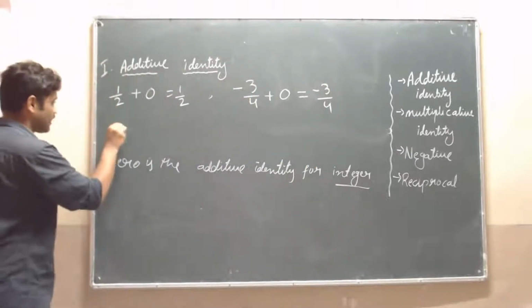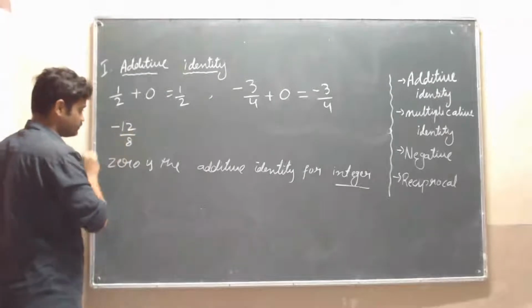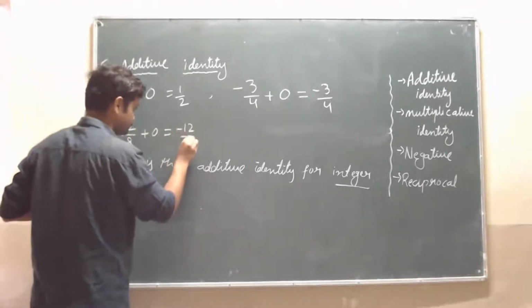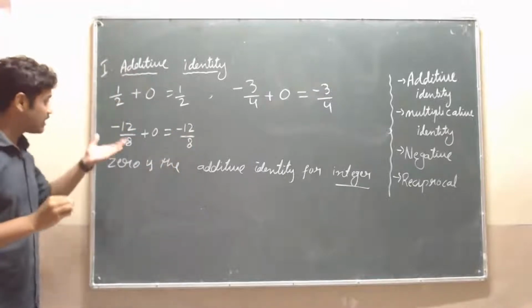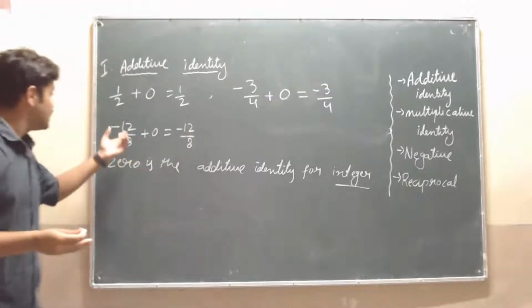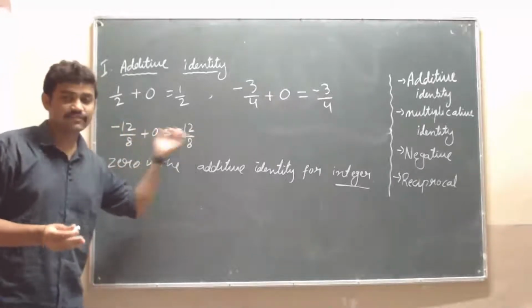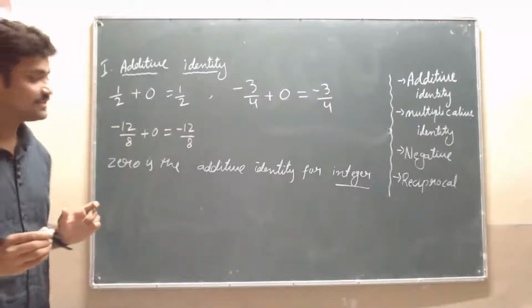Then one more example, minus 12 by 8 plus 0 gives minus 12 by 8. Isn't it? Calculate it and see, it is easy. Minus 12 by 8 added with 0, then the answer will be minus 12 by 8.